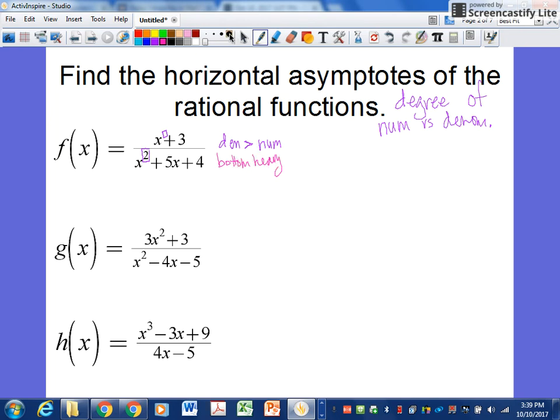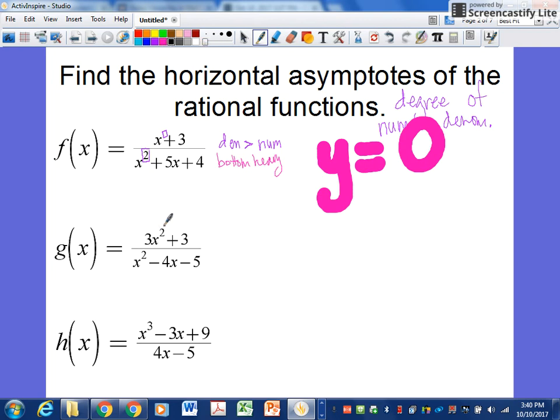So whenever we have a rational function that is bottom heavy, you're automatically going to have y equals 0 as the horizontal asymptote. That x-axis is where you're going to find the asymptote for every single bottom heavy function. Anytime the degree on the bottom is bigger than the degree on the top, you have a y equals 0 asymptote.